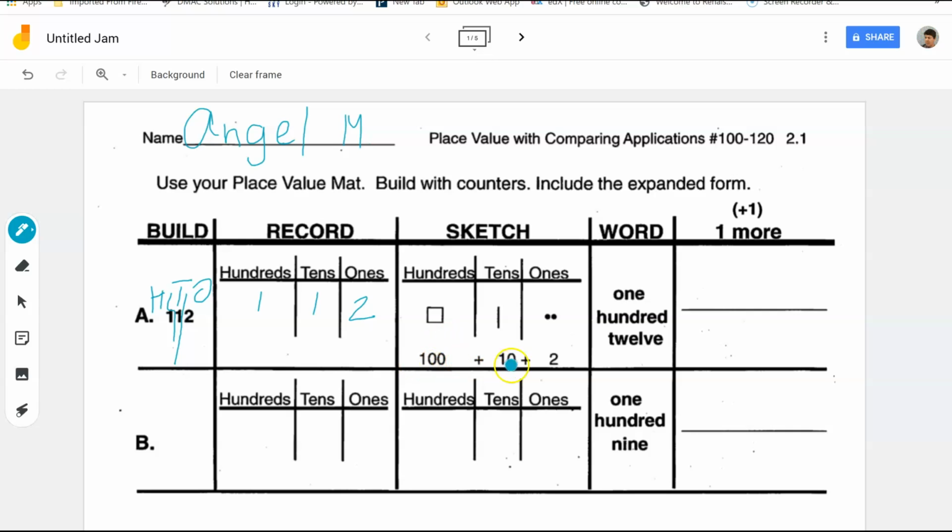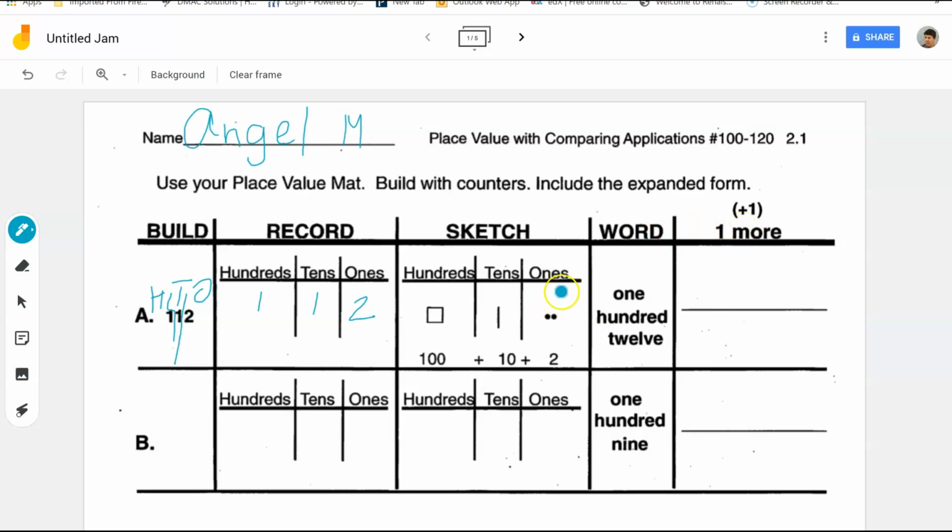Then this is the expanded form on the bottom. This is 100, so I have 100. This is 10, so plus 10. And these are 2 ones, plus 2. Then the number in word form is 100, 10 and 2 is 12, 112. And then it says here to add one more.